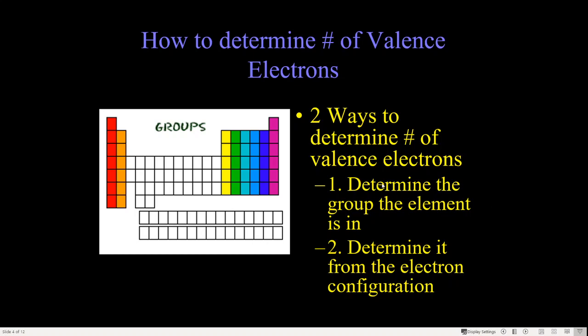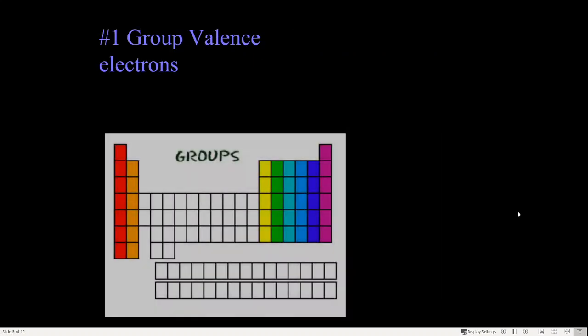The first one is to determine the group the element is in. So we have our S block and our P blocks here, and each one of these groups, these columns, will tell us how many valence electrons each of them has. The second way is to determine it from the electron configuration. All right, so let's look at way number one. Number one is group valence electrons. We have them highlighted here.